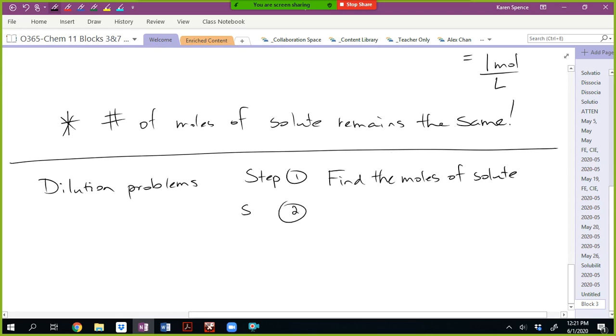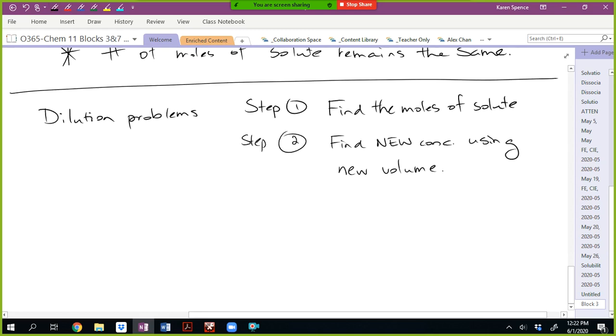Step number 2, you're going to take those moles of solute and you're going to divide it by the new volume. So you're going to find the new concentration. And remember, concentration is just moles divided by volume. And your moles are the same as they were before. You're just going to use your new volume to find the new concentration. And that is it. Again, super easy. Let's do an example.